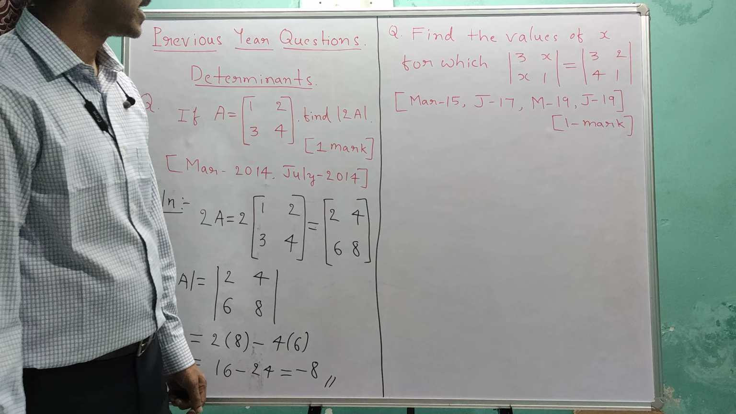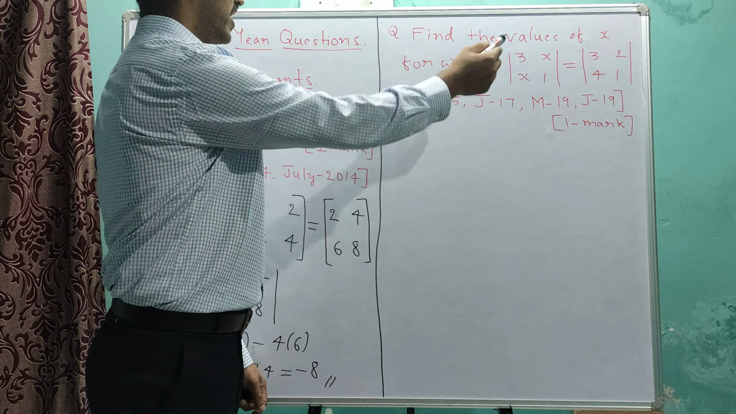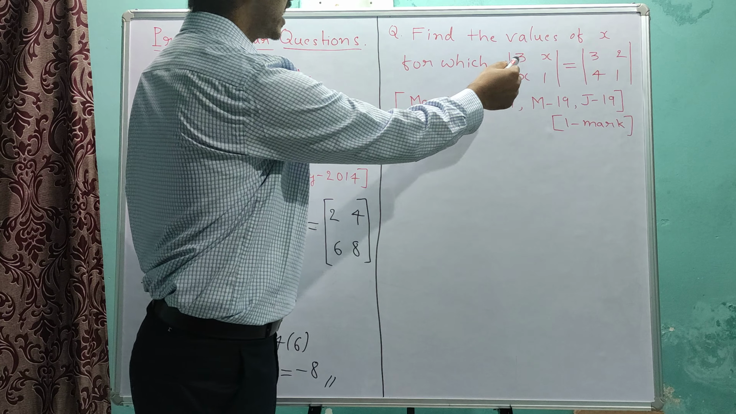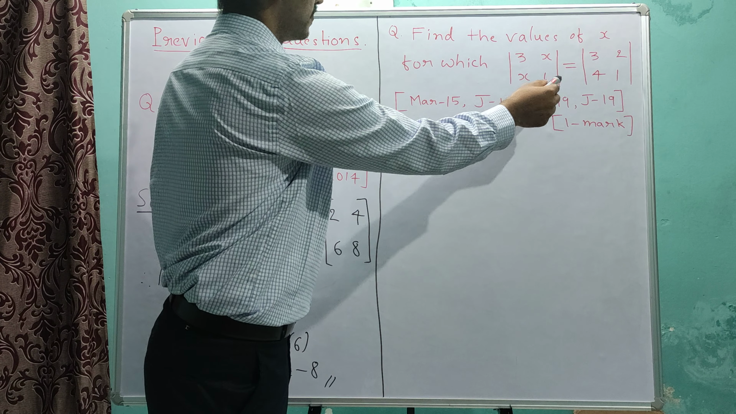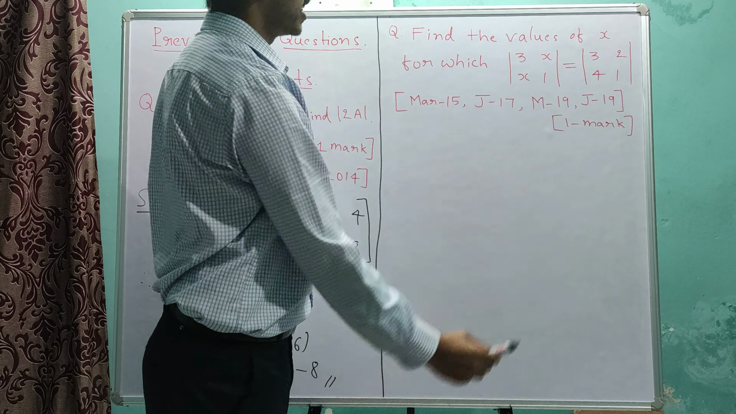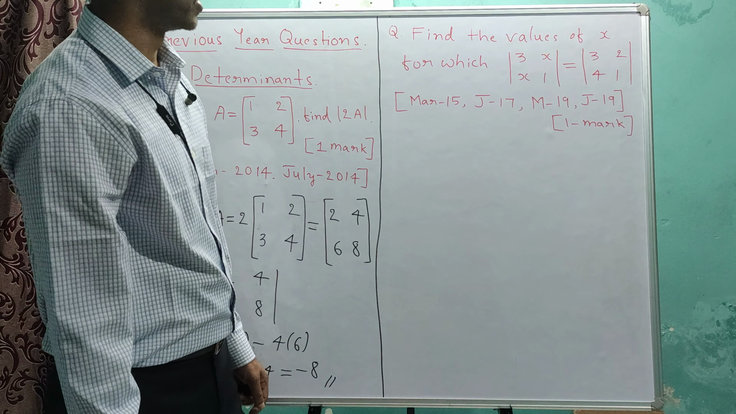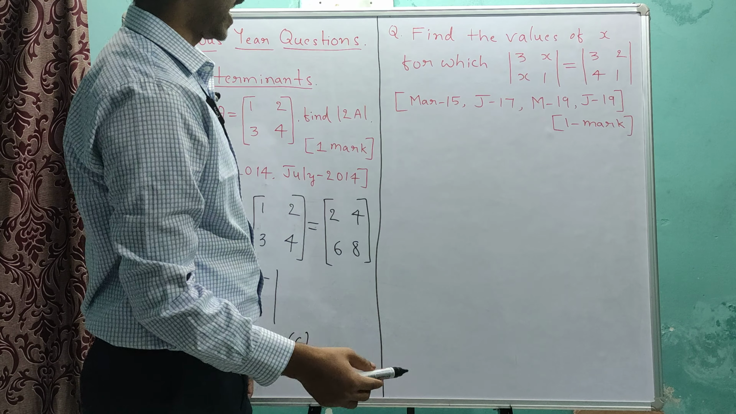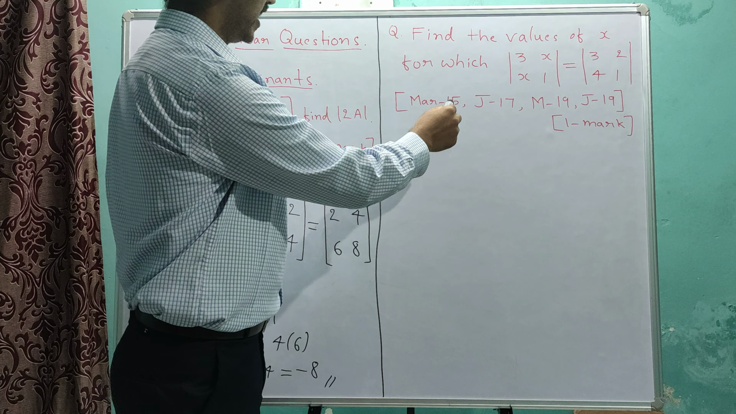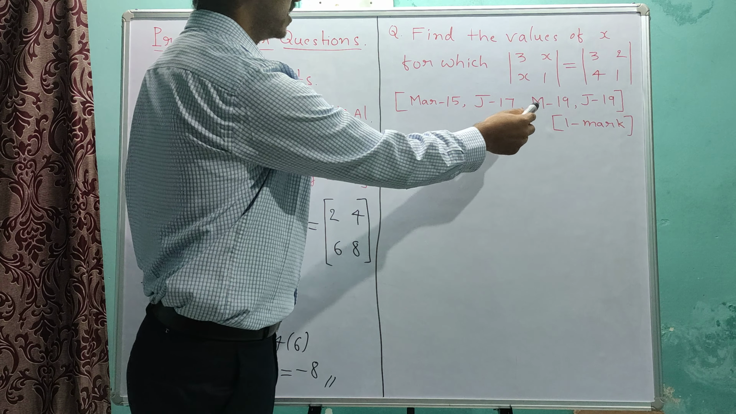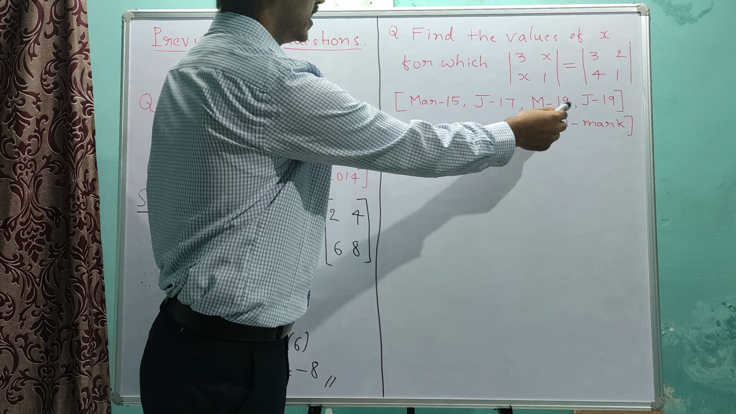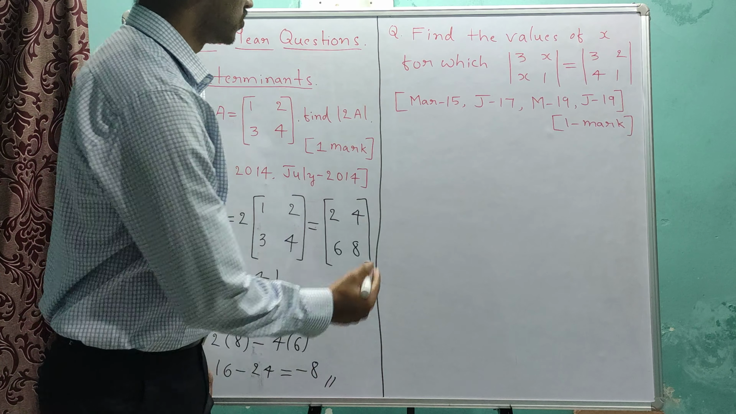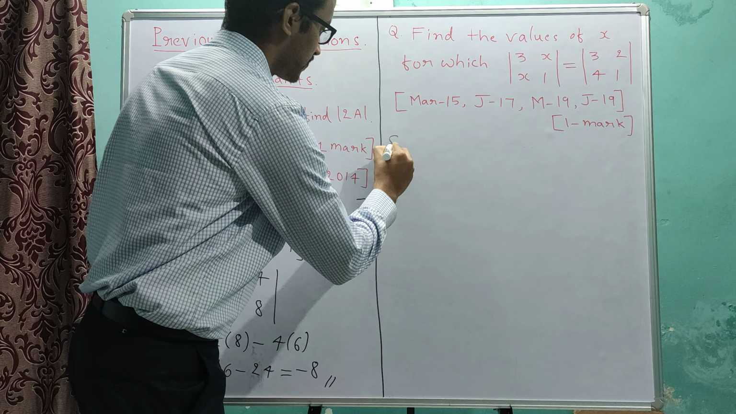So let us solve another question. Find the values of x for which the determinant of 3, x, x, 1 is equal to the determinant of 3, 2, 4, 1. This is a 1 mark question which is asked in March 2015, July 2017, March 2019 as well as July 2019. So let us see the solution.